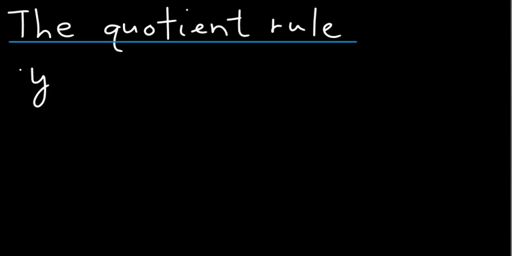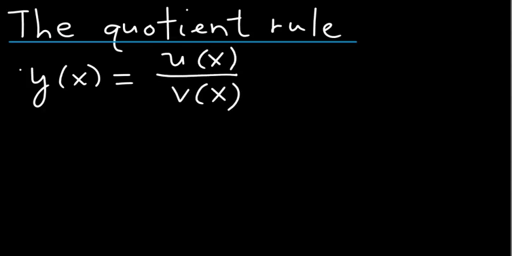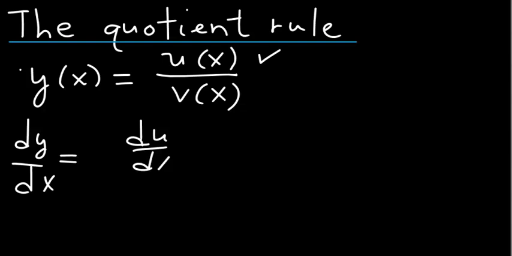Let's assume y is a function of x, and y is written in terms of two other functions, say u and v, in the following manner. So u is a function of x over v is a function of x. So the rule to differentiate y with respect to x is as follows. First, differentiate the numerator, which is u, and you're going to get du/dx. Multiply that with the denominator, which in this case is v as a function of x.